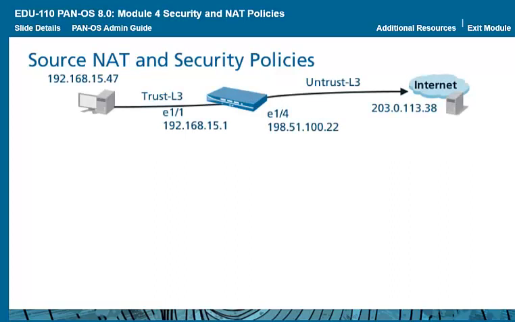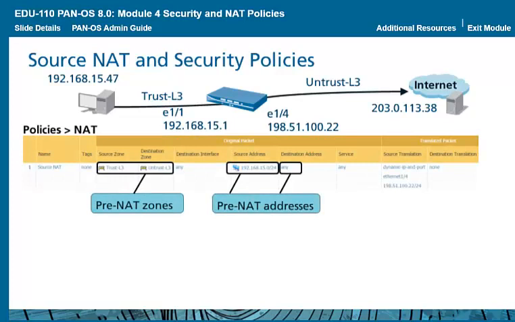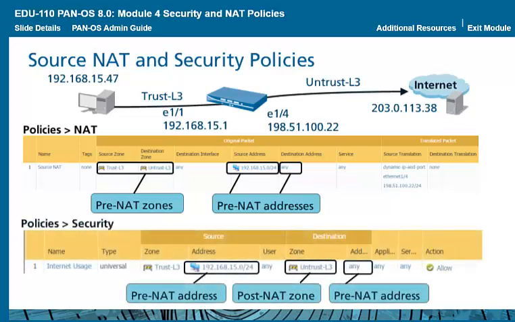To configure source NAT, first create a NAT policy rule. When you create a source NAT policy rule, identify the original packet characteristics. Use the fields in the Original Packet tab to define the match criteria that will be used to select traffic for the NAT translation. A NAT policy rule matches the packet based on the original pre-NAT source and destination addresses and the pre-NAT destination zone.